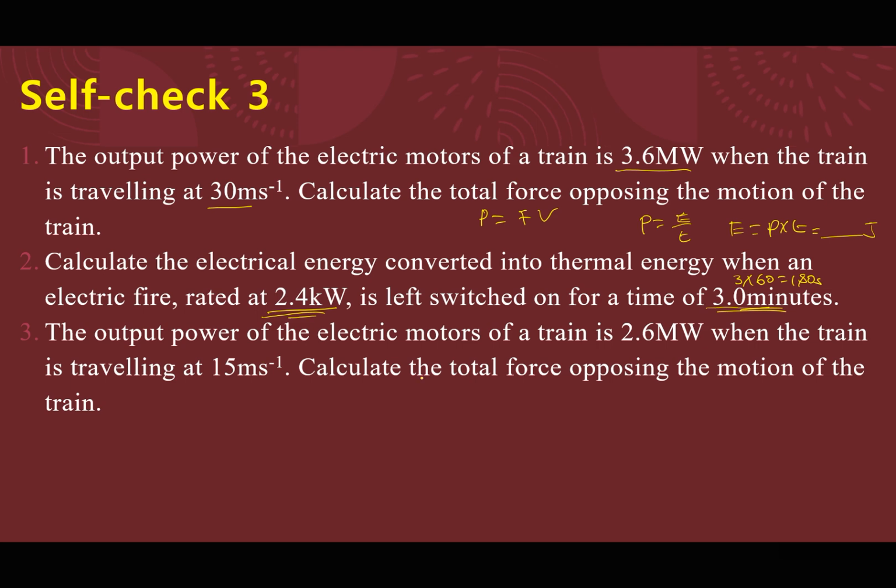The output power of the electrical motors of a train is 2.6 megawatts. Calculate, when the train is traveling at 15 meters per second, the total force opposing the motion of the train. So here we just use power is equal to force times velocity. We have the power, we have the velocity, we just need the force. So that is the self-check.